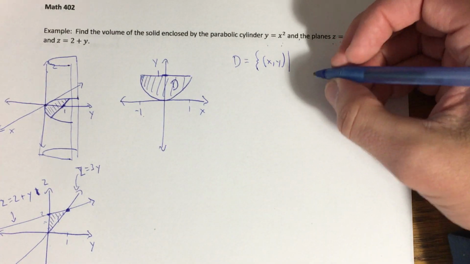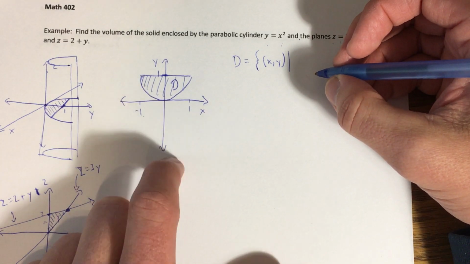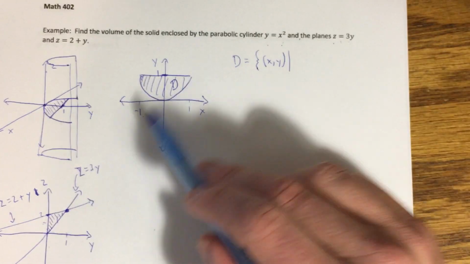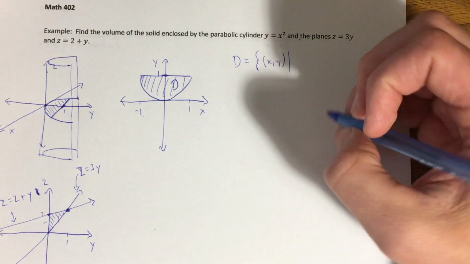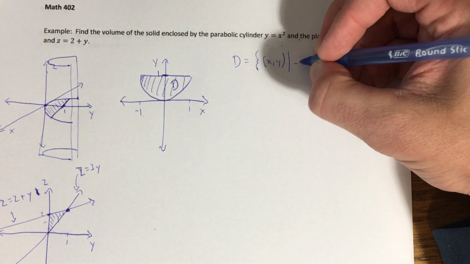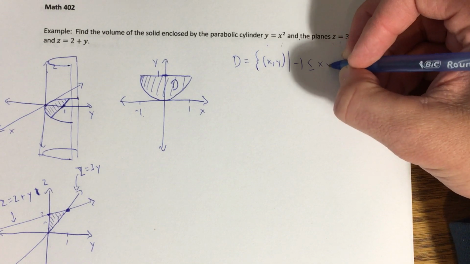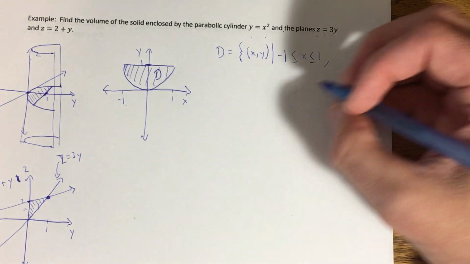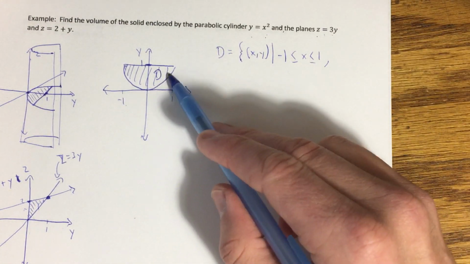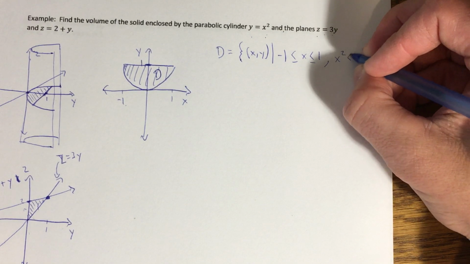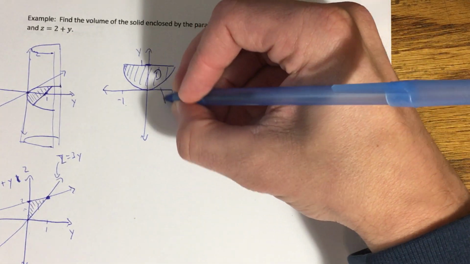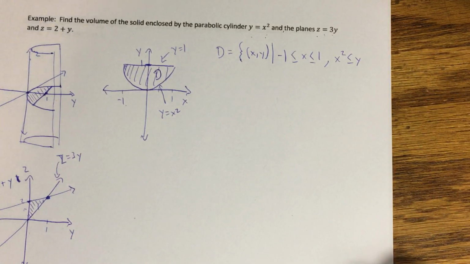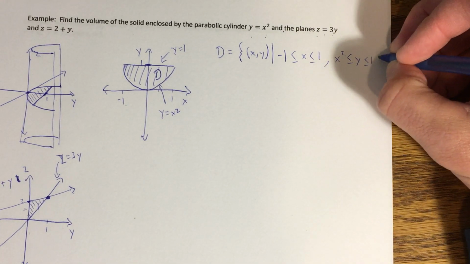the set of all xy such that, okay, so I need to decide whether I want to treat this as a type 1 or type 2. This is definitely a good type 1 region because I have an upper function and a lower function. So I'm going to say x goes from -1 to 1, and y is going to go from the lower curve, which is x squared, to the upper curve. So there's y equals x squared down there. This is y equals 1, that horizontal line. That would make y less than or equal to 1.